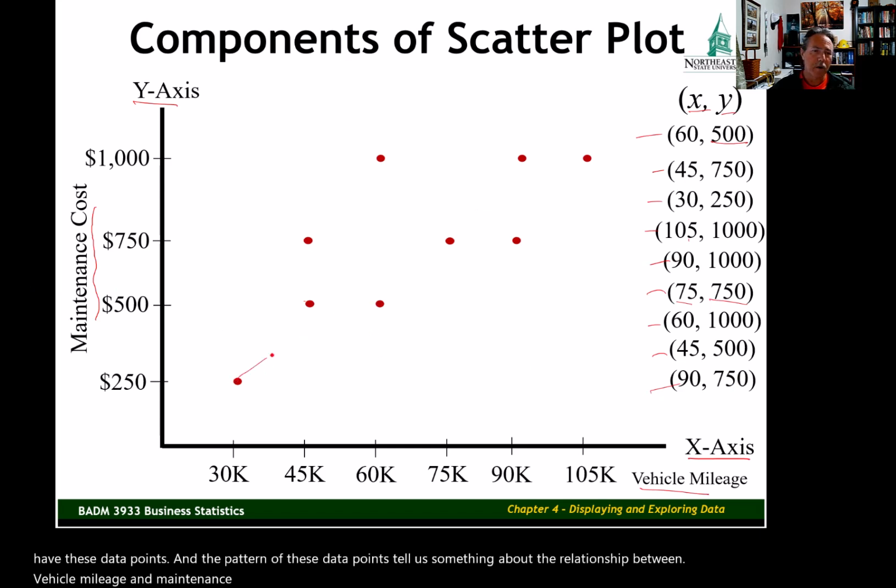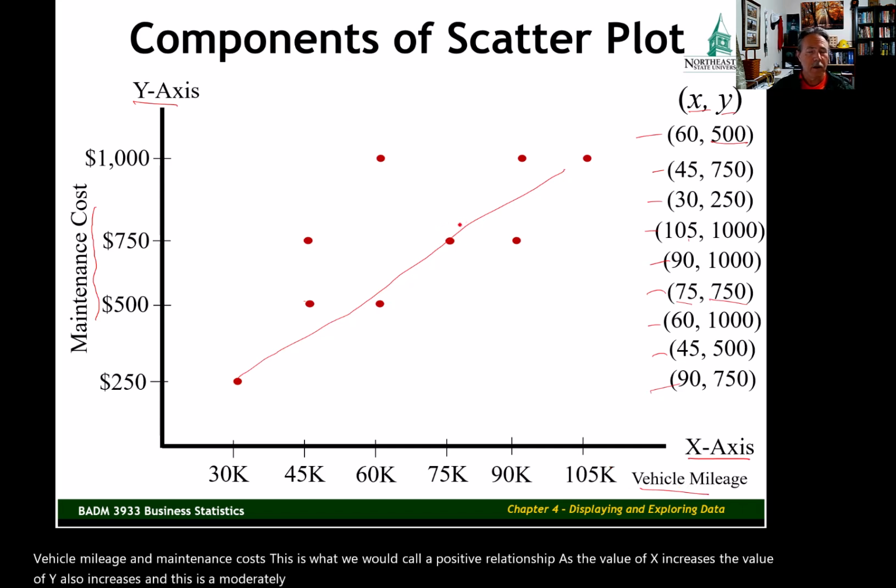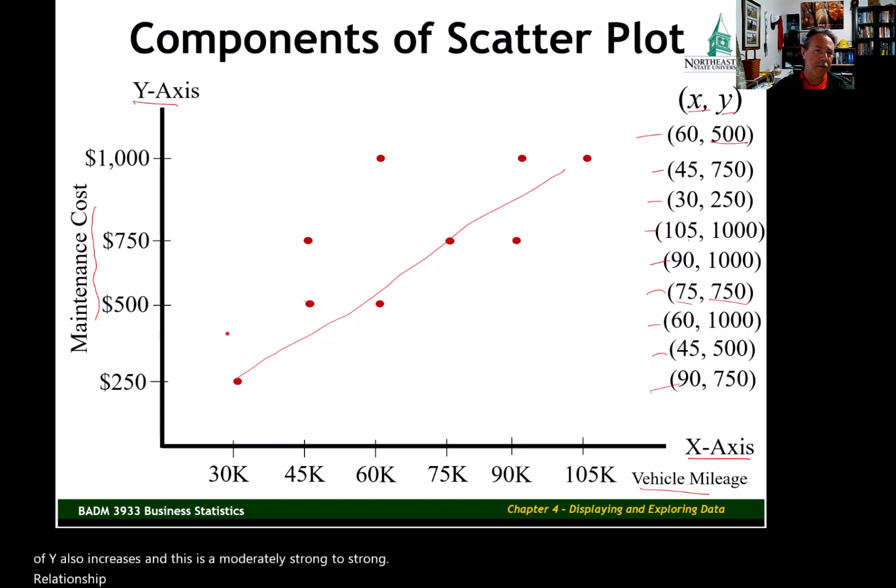This is what we would call a positive relationship. As the value of X increases, the value of Y also increases. And this is a moderately strong to strong relationship between vehicle mileage and maintenance costs. That's what's indicated by these points.